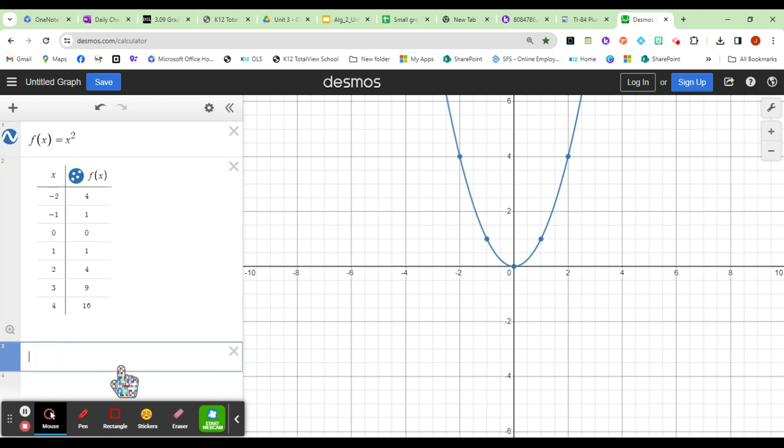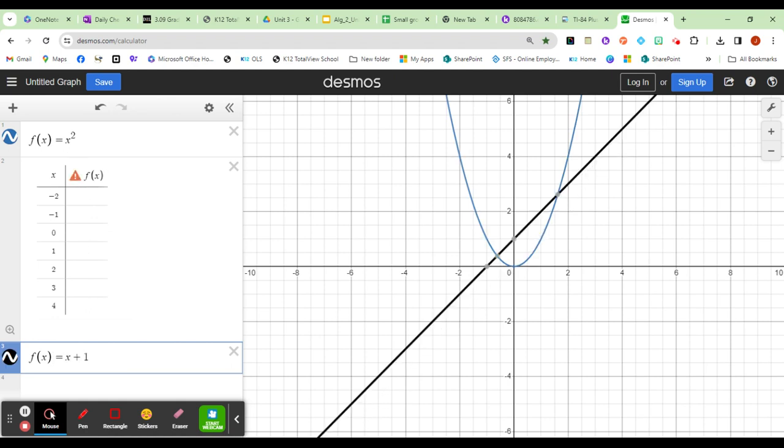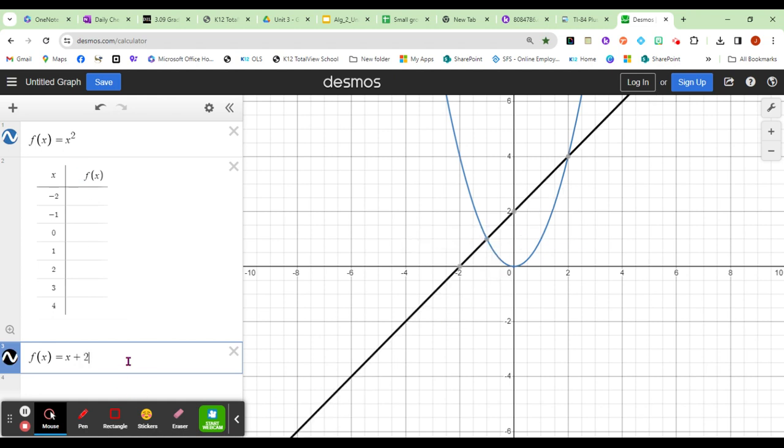So let's see if I can do a line here. Let's do x plus 1. Okay, so I have an intersection point here. These are not really pretty points. Let's see if I change that to a 2. Okay, so my intersection points are at -1, 1, and 2, 4.